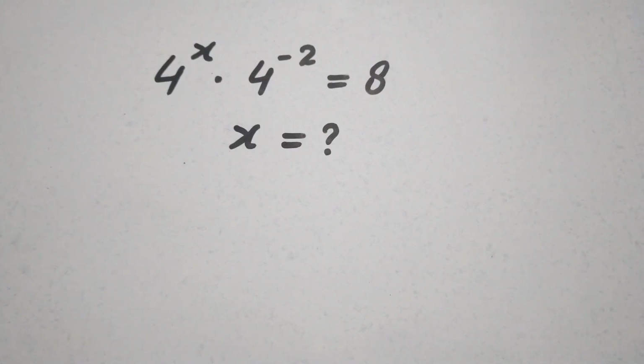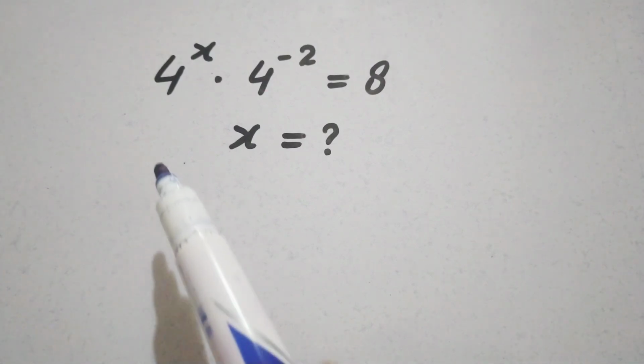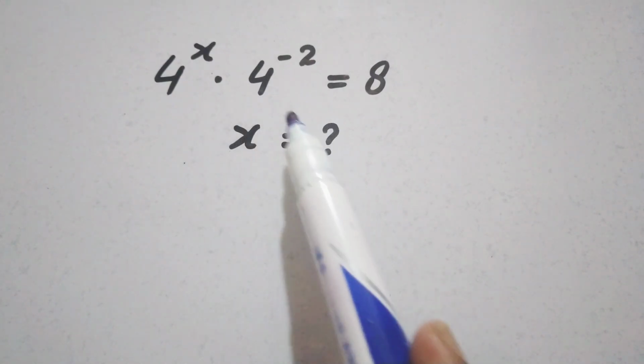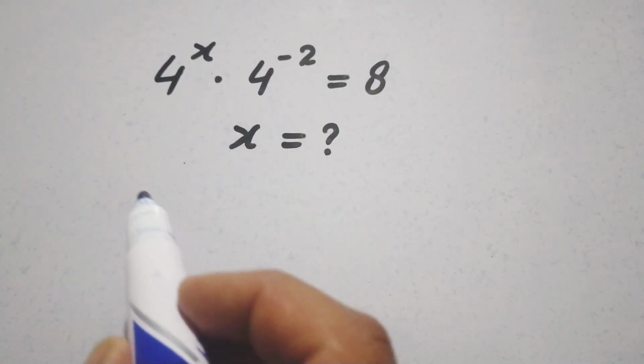Hello everyone, welcome. Let's solve this very nice problem for the value of x. 4 to the power x multiplied by 4 to the power minus 2 is equal to 8. Let's come to the solution.